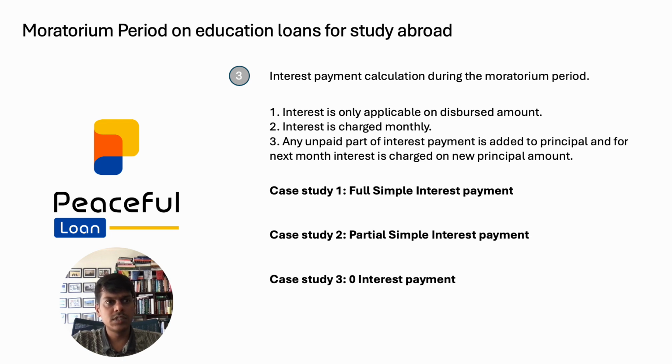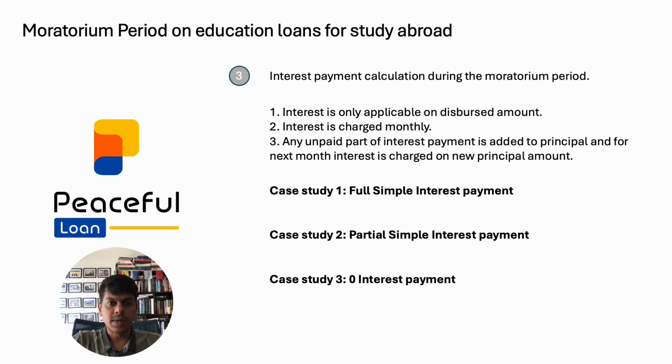A lot of students are misinformed by multiple players in the industry that during the moratorium period there is zero interest. That's not the case. Interest is applicable during the moratorium period. It's just that whether you're paying it at that point of time, or it gets accumulated in your principal and compounded. That's the only differentiator with these payment term options which are available to you.